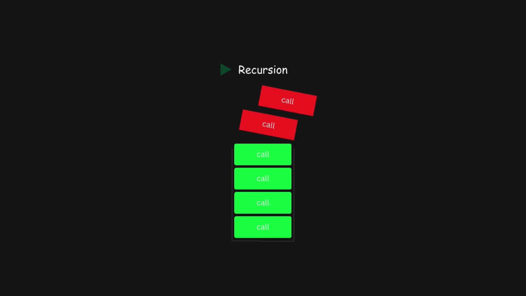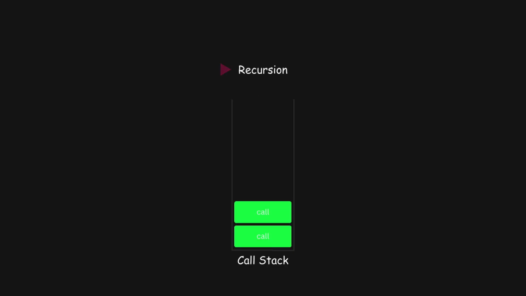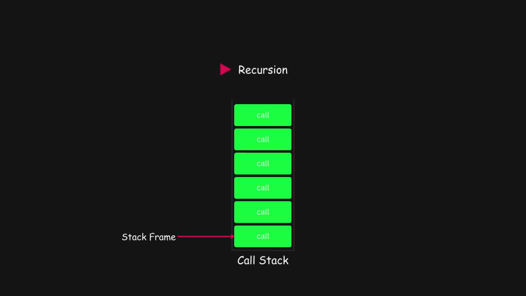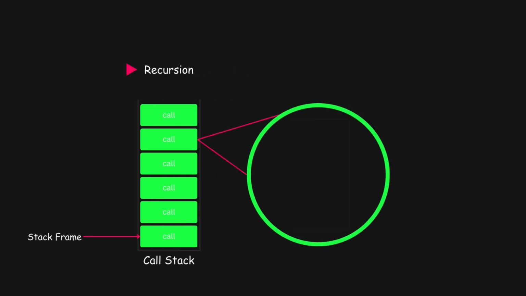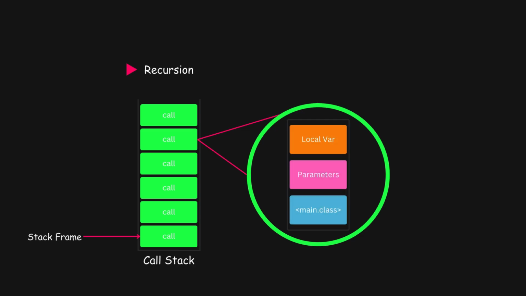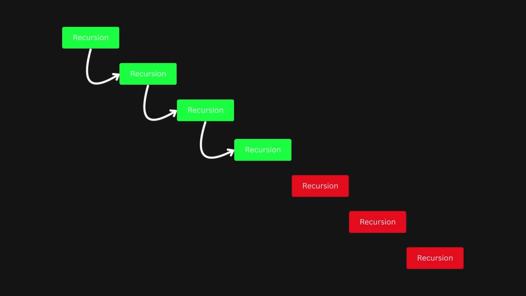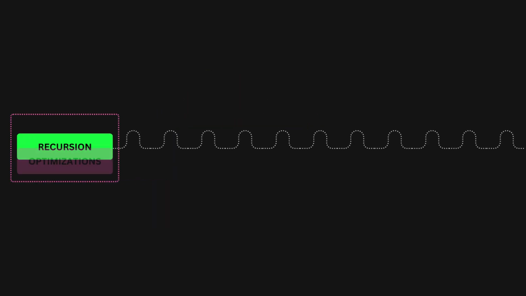Let's understand the problem. Every function call in a recursive process is added to the call stack as a stack frame. A stack frame is essentially the memory representation of a single function call in which the function's essential information is stored. If the recursion goes too deep, which means it has too many nested function calls, the call stack can run out of memory. So what's the solution? We can get through it by optimizing recursion.